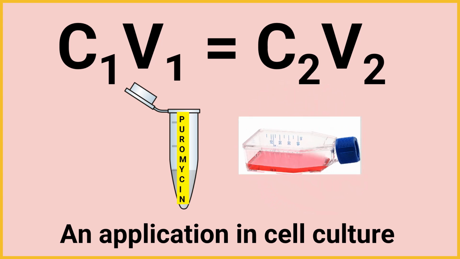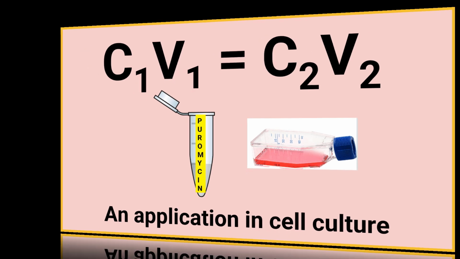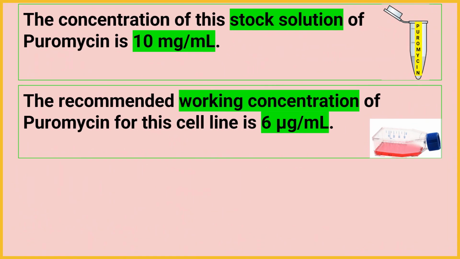The cells have been transduced and should now contain a puromycin resistance gene. The stock solution of puromycin has a concentration of 10 milligrams per milliliter. The recommended working concentration of puromycin for this cell line is 6 micrograms per milliliter.